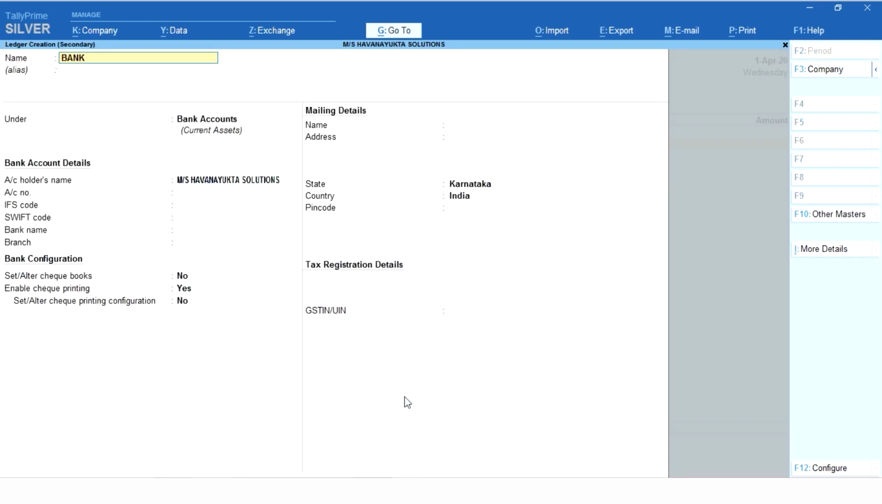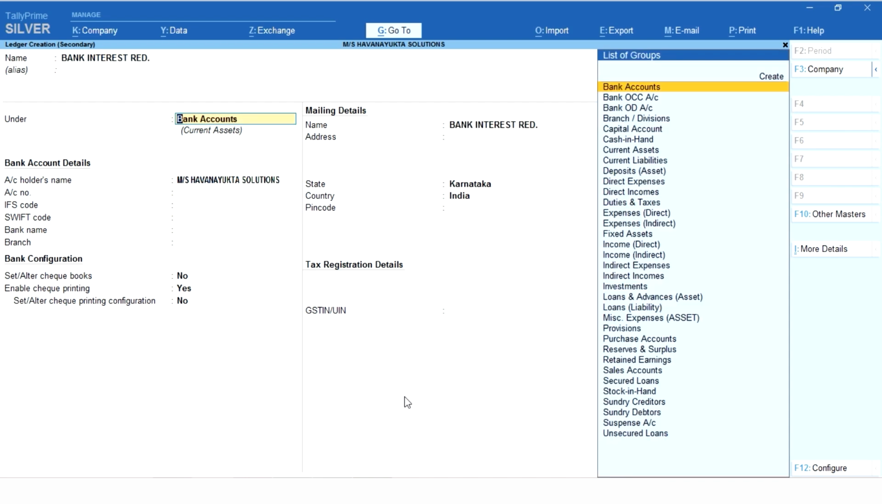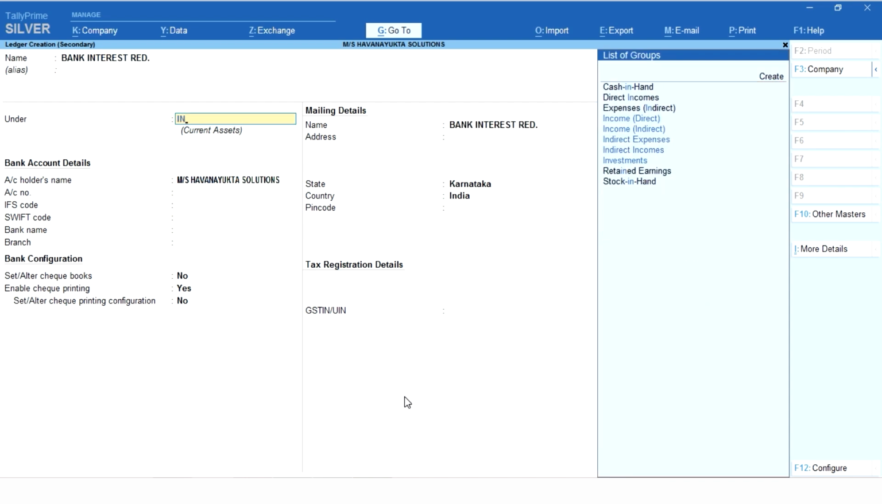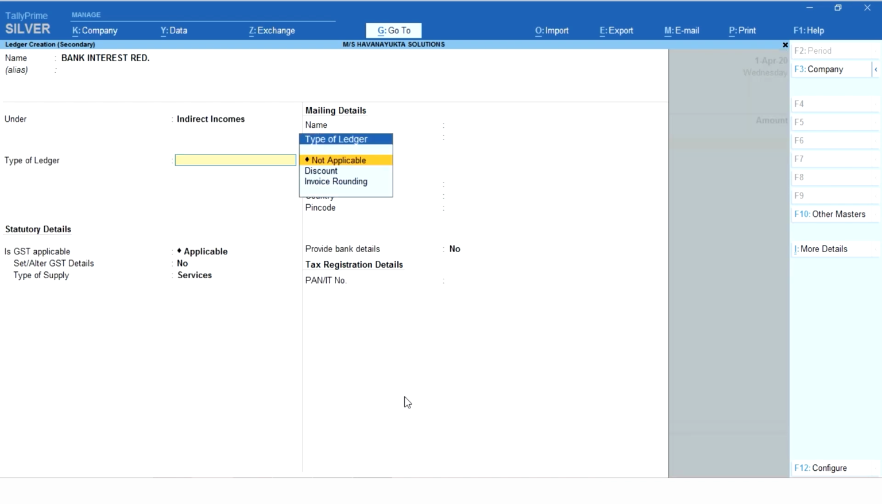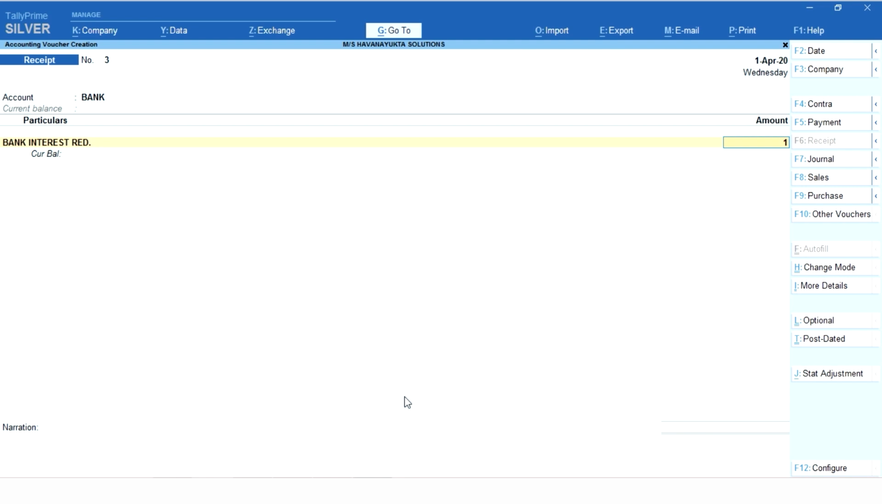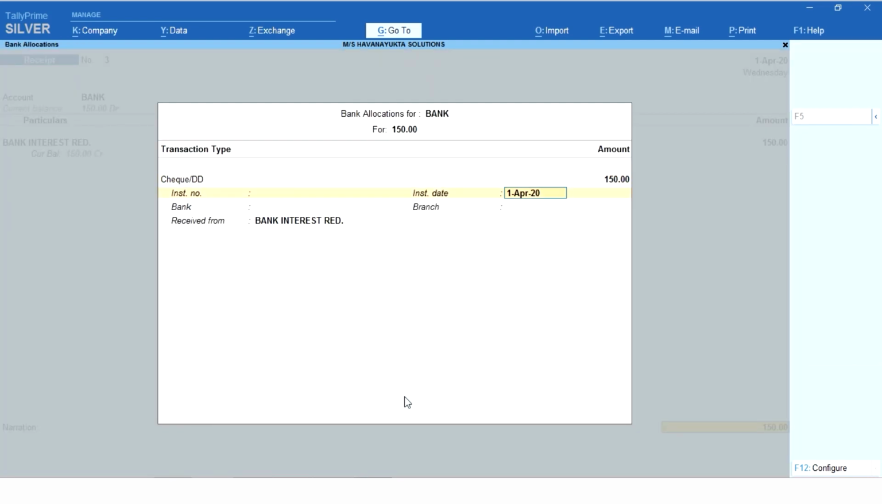We'll create bank interest received. So it should be under indirect income. So we are receiving interest through indirect income. If we are paying bank interest, then it will be our indirect expenses. So we'll pass 150 rupees. So we'll give a narration.